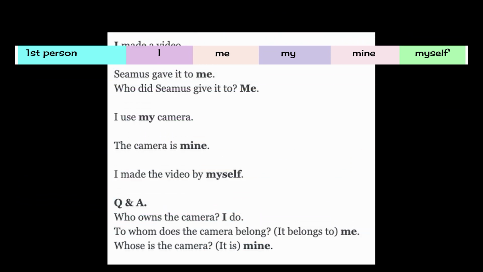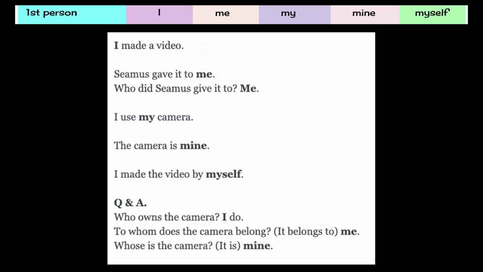So quickly, we'll just look at some examples of the first person. So we can see here, I made a video. I am the subject of the sentence. I made a video. I made it. Okay. I made it with some equipment. Okay, so Seamus, my friend Seamus, gave it to me. Seamus is the subject of the sentence. Who is he giving it to? The object, me. So Seamus gave it to me. Who did Seamus give it to? Me. Okay, so we can just say me on my own. You'll often hear this, but the correct way of saying this is Seamus gave it to me.